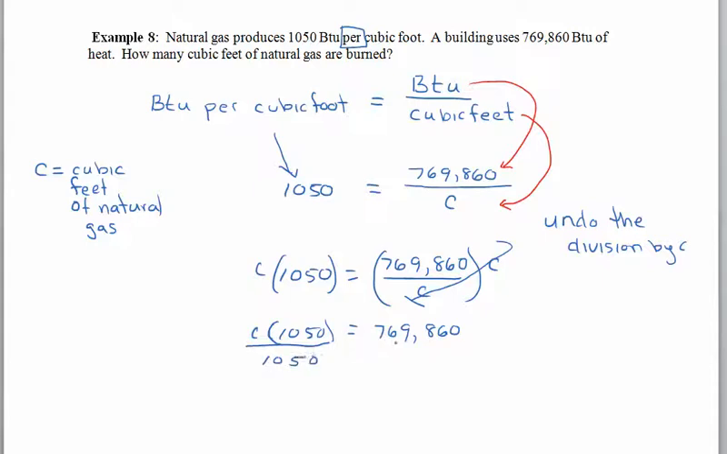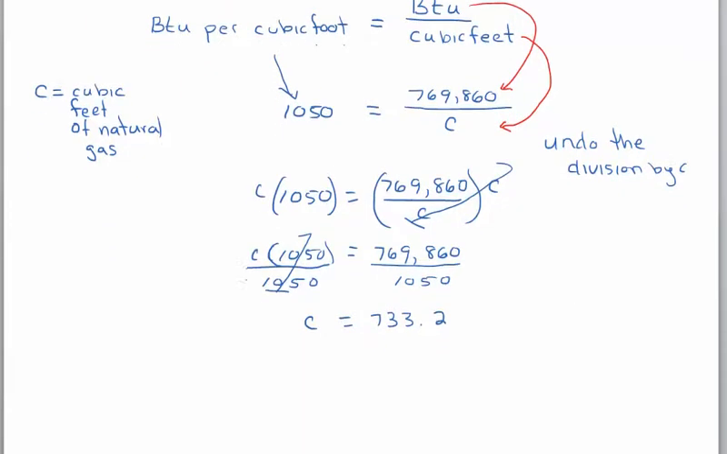Of course, what we do to the left-hand side, we need to do to the right-hand side. 1,050 divided by 1,050 is 1. 1C is left all by itself. And on the right-hand side, we grab our calculator and do the division. 769,860 divided by 1,050 comes up to be 733.2 what? Well, I'm running out of space, so I'm going to scroll a little bit.